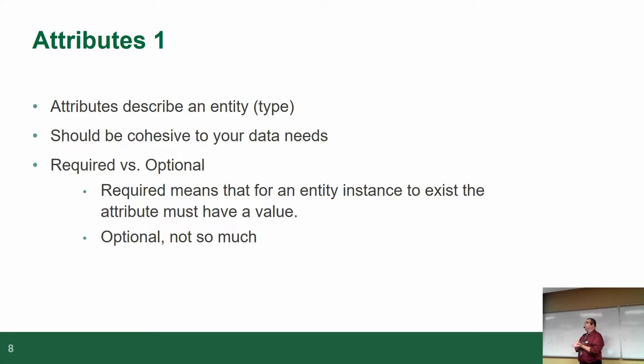But maybe you live at home, so maybe your current living address versus your billing address is different or the same. Maybe one of those does not apply because it's the same. Therefore, that would be an optional attribute.